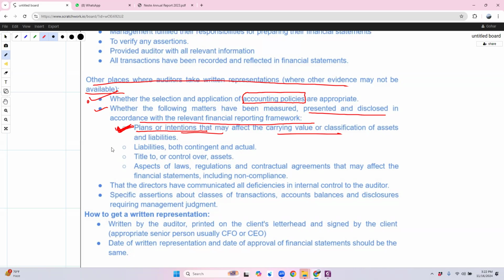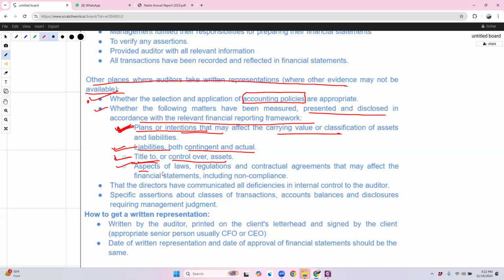The next one: liabilities, both contingent and actual. Basically, you take a written representation upon them as well, that the contingent liabilities have been properly disclosed, and the actual liabilities have been properly recorded. Nothing has been missed out. Then title or control over assets. If the management has recorded an asset, even though you have done all the procedures and checked the invoices that the company actually controls and owns the asset, still you take a written representation that the company owns it and controls it. You ask for this written representation from the management as well.